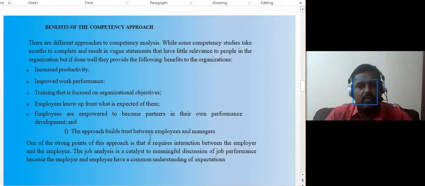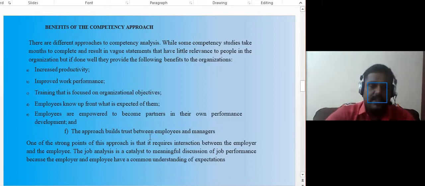And next, employees know upfront what is expected of them. And the next thing is the approach builds trust between the employer or employees and the managers. So these are all the strong points of this approach, which requires interaction between the employer and the employee. Job analysis is a catalyst to meaningful discussion of job performance because the employer and employee have a common understanding of expectations.